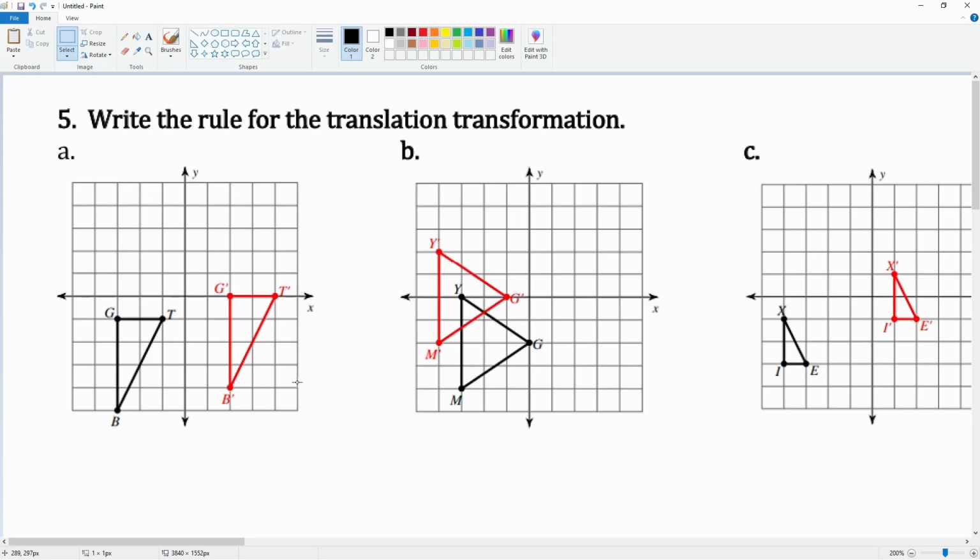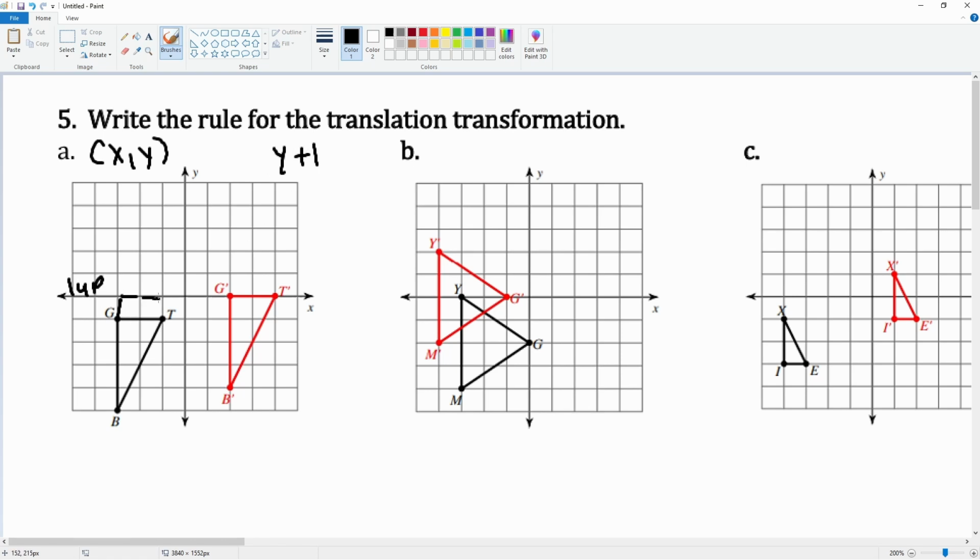For number 5, we are asked to write the rule for the translation. So let's grab a point G. G is going to go to G prime. So G starts at (X, Y). It looks like it went up 2. So Y is going to be added 2 for the up. Nope, sorry. It's only added 1. 1 up. Look, 1 up. Okay, so Y is only add 1.